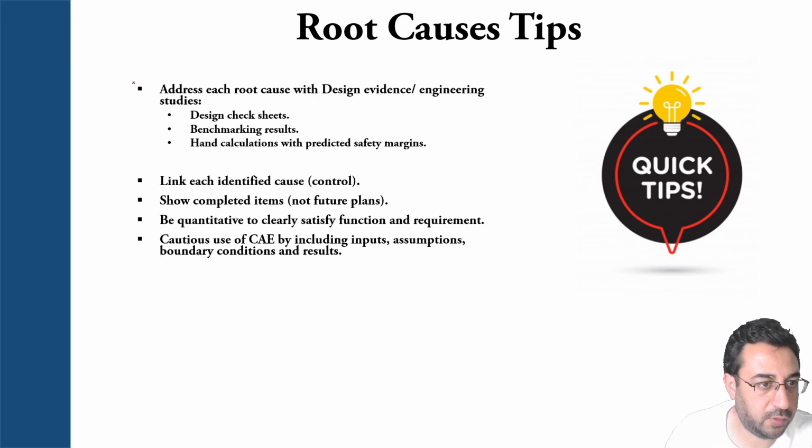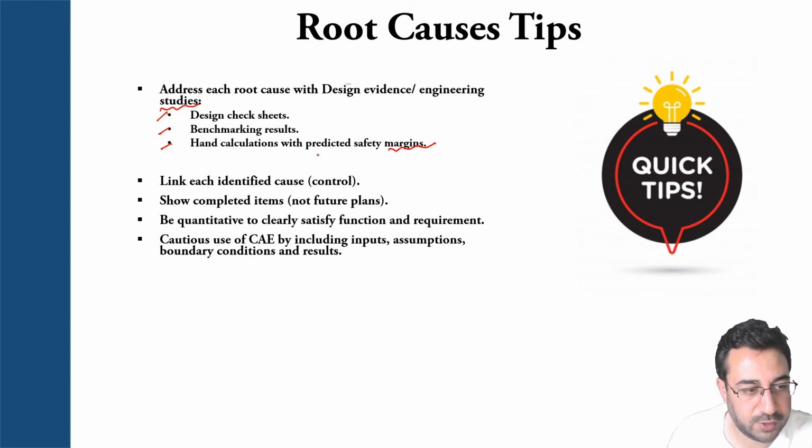And make sure when you're working on your root cause analysis to address each root cause with design evidence or engineering studies, such as design check sheets, benchmarking results, hand calculations with predicted safety margins. This way you try to avoid the concern as much as possible. Then you need to make sure to link each identified cause to whatever supporting documents or online supporting information that could help in identifying that cause or supporting your claim of mentioning that as a cause.